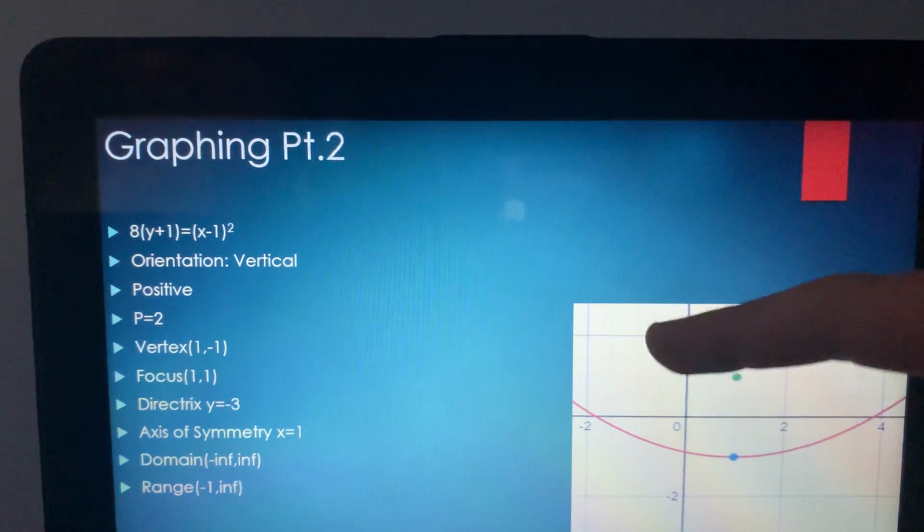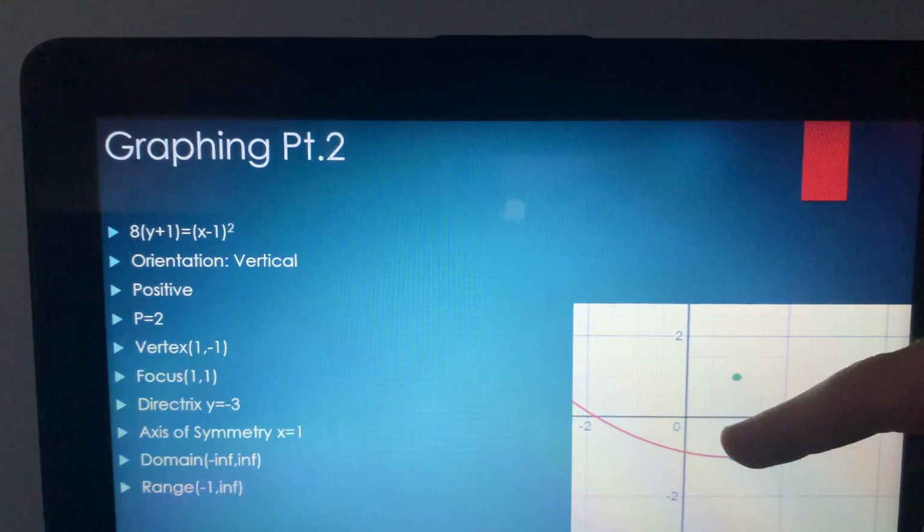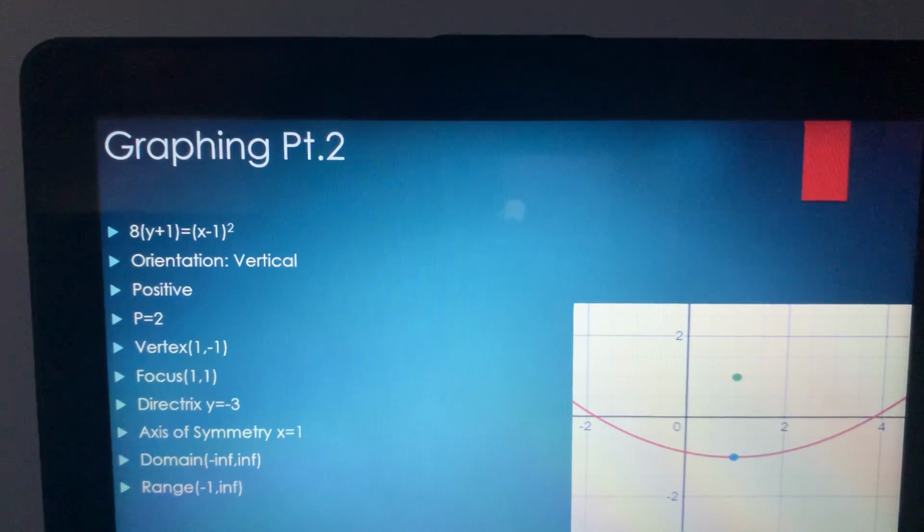We see the domain is negative infinity to infinity, and the range is going to infinity, but it stops here at negative 1. In parabolas, either the domain or range, one of them is going to be negative infinity to infinity, and the other one is going to just have a limit on it.